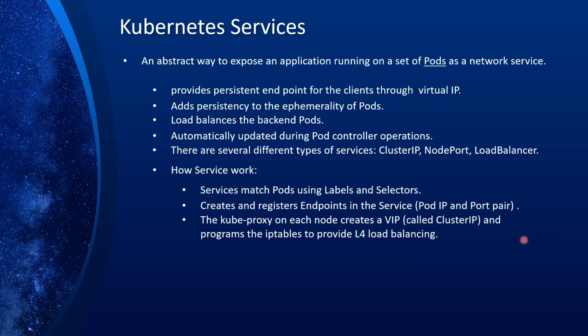Kube-Proxy, which is installed on each node, creates the virtual IP address and also programs the Iptables to provide L4 load balancing. In this demo we're going to use Iptables, but there are also different modes, such as IPVS mode. Rather than using Iptables, we can also use IPVS, which is a newer method of doing that. There's also an older way, user mode, but that's very old and is not being used anymore. So for this demo, we're going to use Iptables. I'll explain how that works.